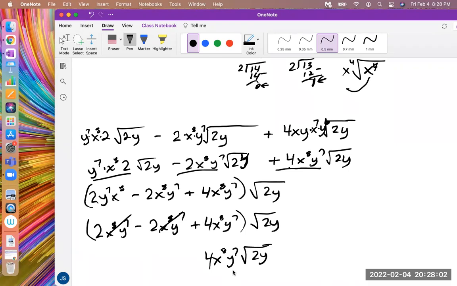I really hope that you guys found this really valuable and really helpful. And make sure when you're inputting everything in the calculator that it knows both the 2 and y are under the square root symbol. That could be a mistake you can make here, just entering your answer wrong.